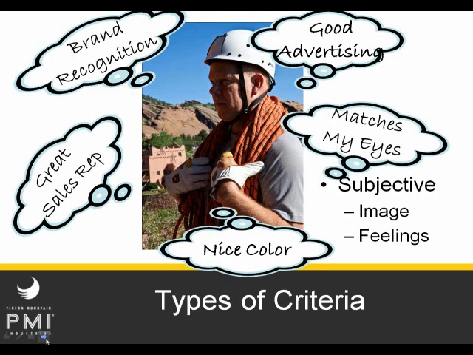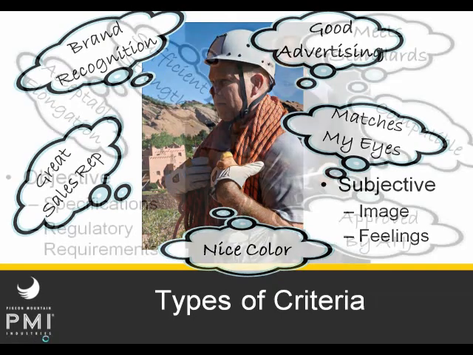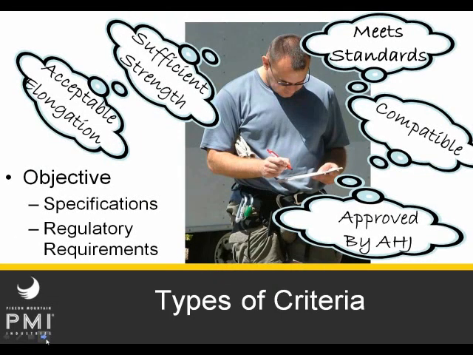There's a lot of different reasons for selecting different kinds of ropes, and unfortunately, we're not really in control of the subjective criteria nearly as much as we are of the objective criteria. So we're going to focus today on objective criteria. Objective criteria has more to do with things you can measure: specifications, tests, whether or not it meets standards, whether it's compatible with the other equipment that you use, whether your authority having jurisdiction has approved it for your use, is it strong enough, is it the right diameter, that kind of thing. Those are the things we're going to focus on today.